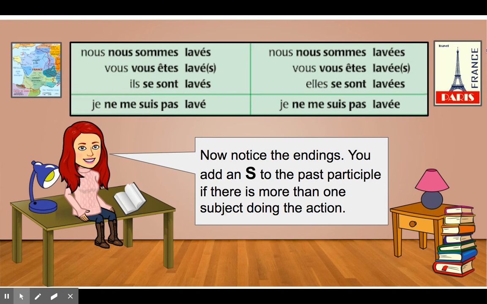Okay, so you're noticing the endings. This is the big difference. You add an S to the past participle if there's more than one subject doing the action. So if it's plural, you're going to put an S. So for nous, vous, ils, and elles, you will always have an S on the end of the past participle.